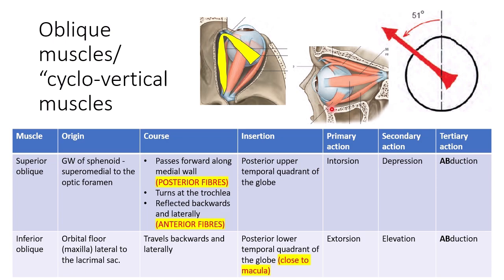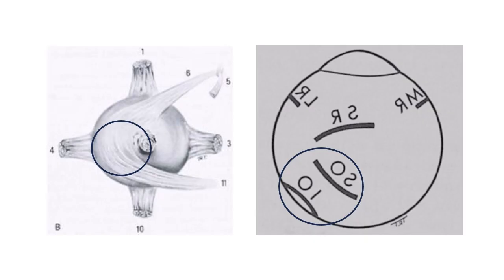So both of them travel medial to lateral aspect of the orbit. Okay. Now, the primary action of superior oblique is intorsion. The secondary action is depression. The tertiary action is abduction. We are going to understand each of these actions in detail in the subsequent slides. So this diagram is just to show the relationship of the superior and the inferior oblique.